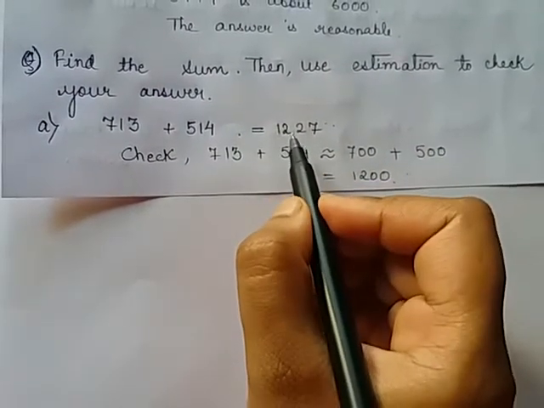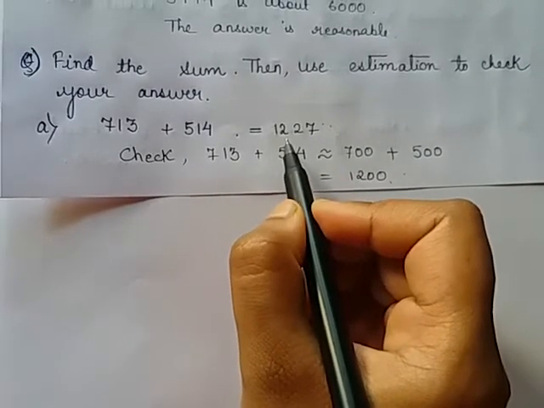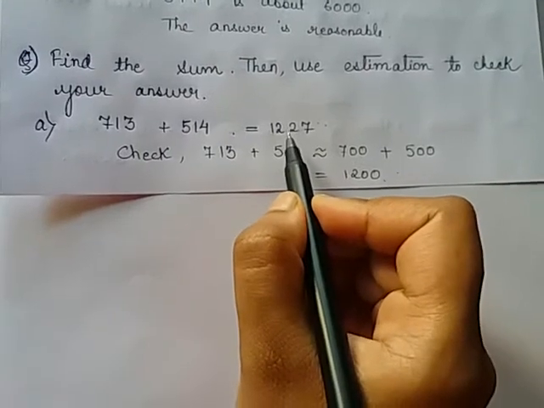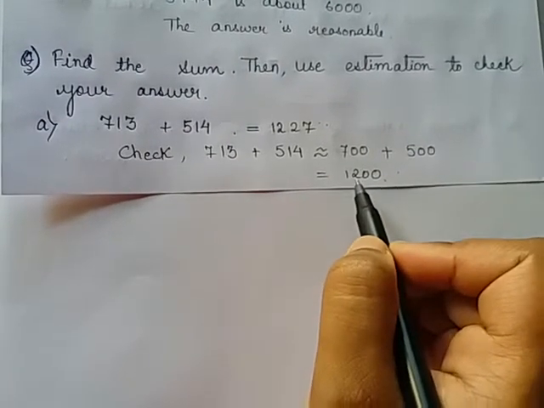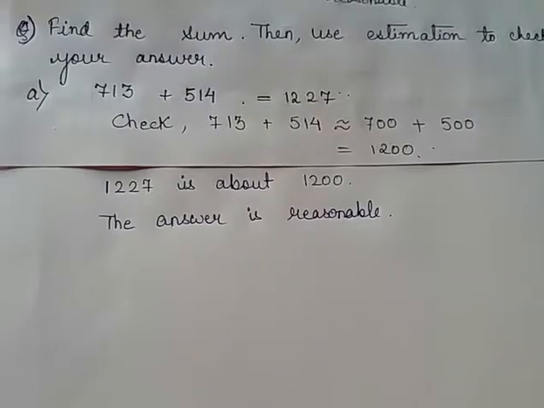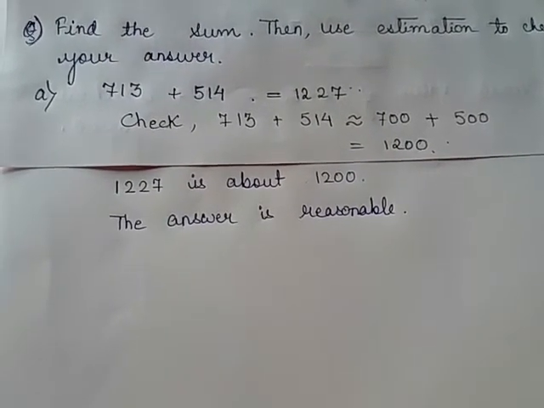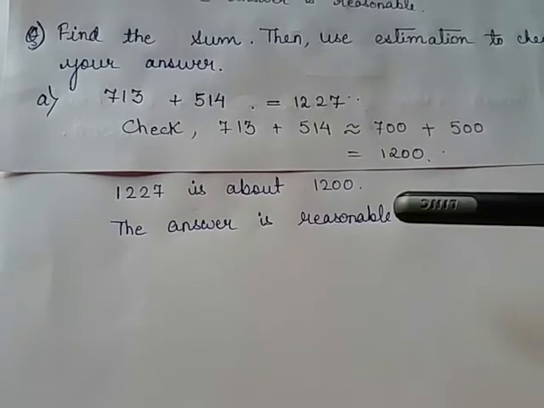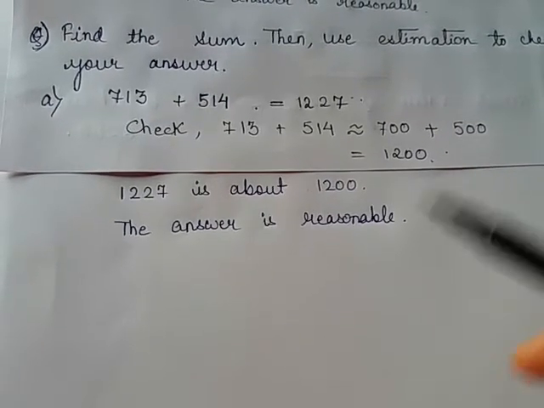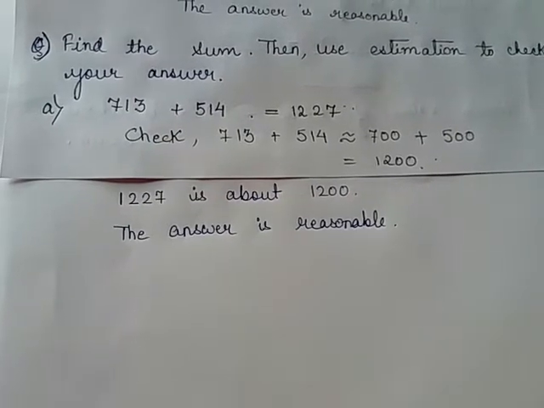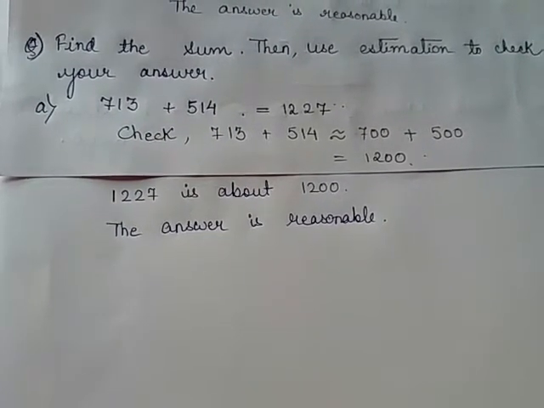We can see that when we round 1227 to nearest 100, the answer that we will get is 1200 itself. So we can write that 1227 is about 1200 when rounded to nearest 100, and that's why the answer is reasonable. Now let's do one more question.